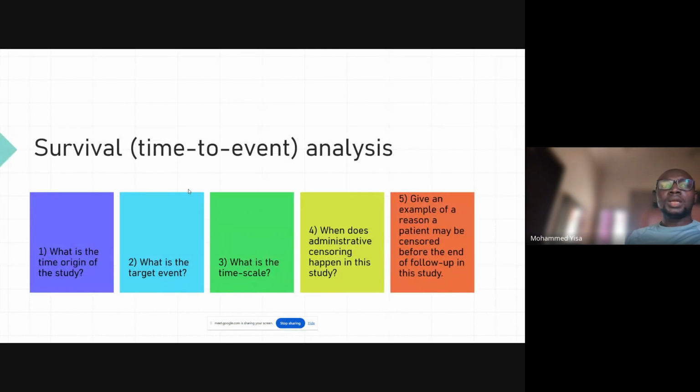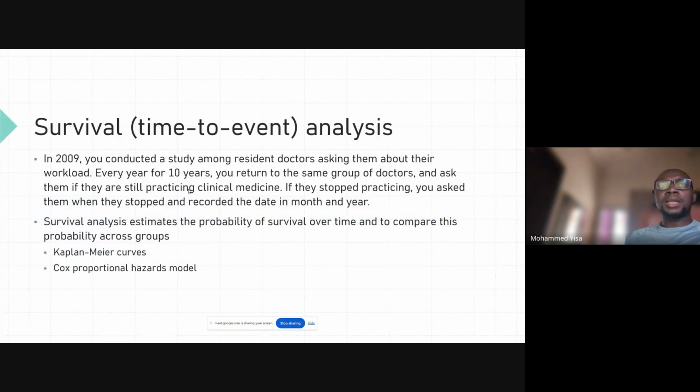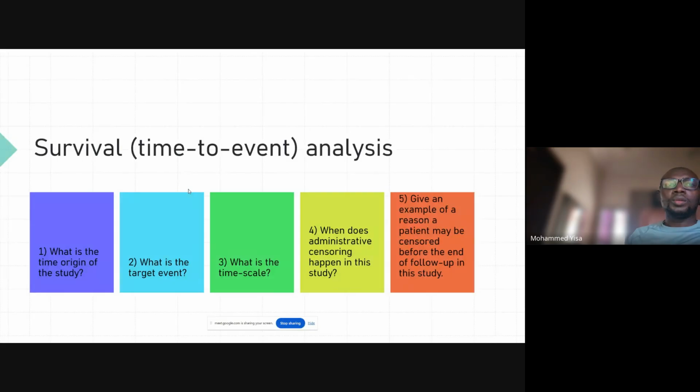So if we look at this story again, to answer question number 1, what is the time origin of the study?